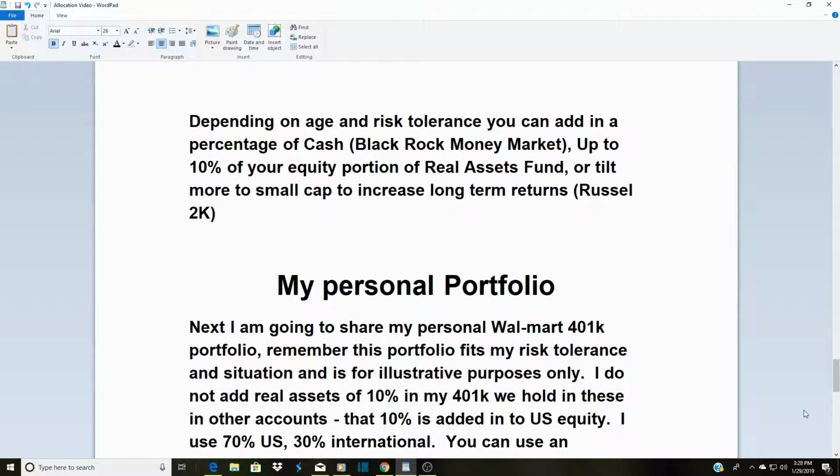Or you can tilt more to a small cap percentage to increase your long-term returns. The Russell 2000 over time should return a higher percentage than the Russell 1000 because the Russell 2000 is smaller companies. Now do keep in mind that this is over long periods of time, so 10 plus years. It can go years on end where the Russell 1000 returns more. So that's why it's very important that once you do pick your asset allocation, you need to stick with it and then just make minor tweaks as you get older.